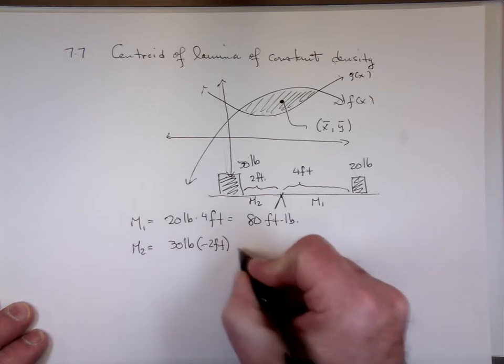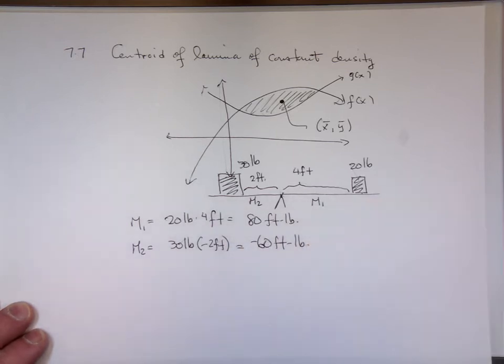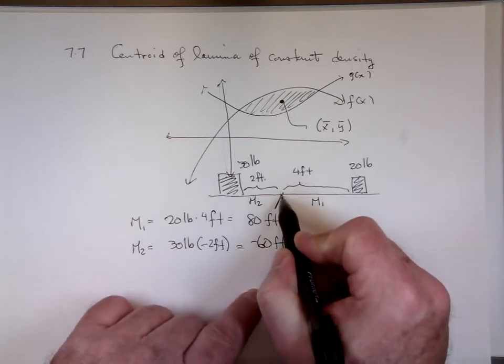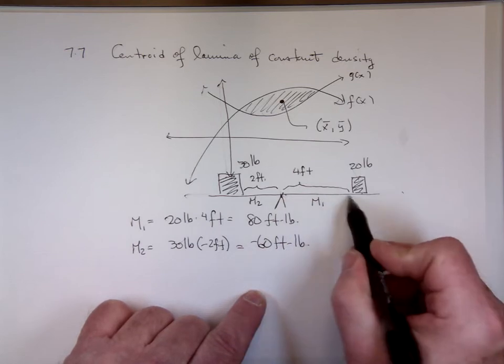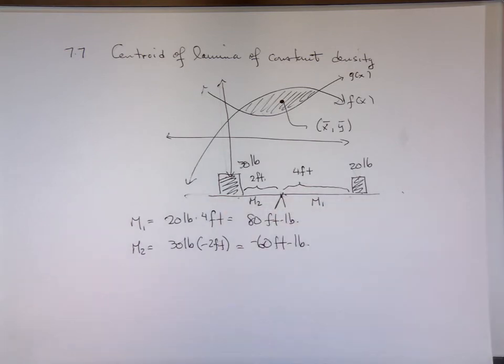Why? Because the center point is your origin? Yeah, this corresponds to the origin, exactly right. Consider this a number line, positive 4 and negative 2. Anything to the left would be negative, anything to the right is going to be positive. Now, here's what we want to do. We want to locate the center of this system. We want to find its centroid.